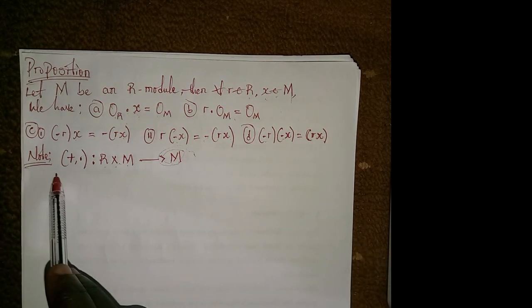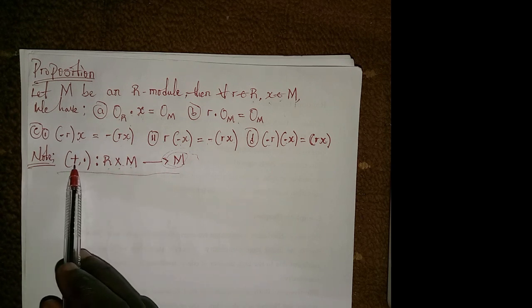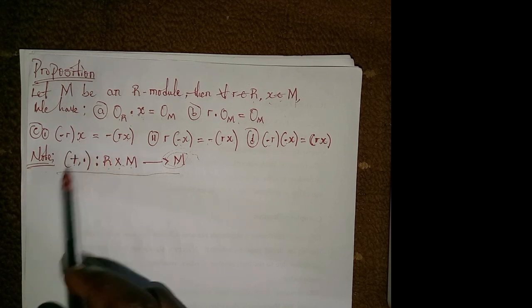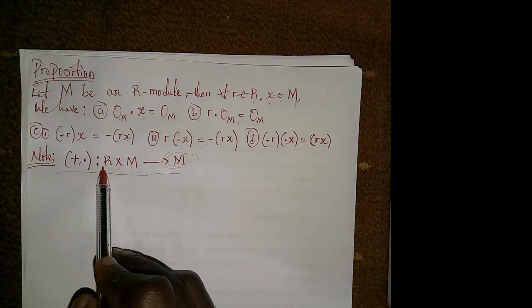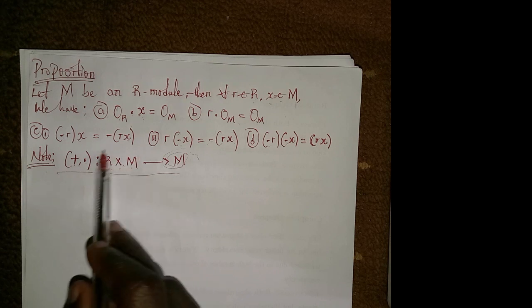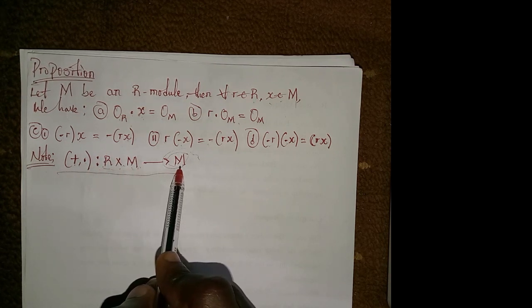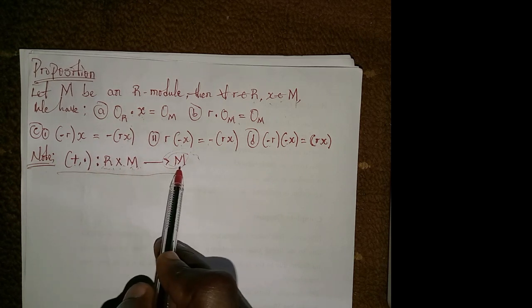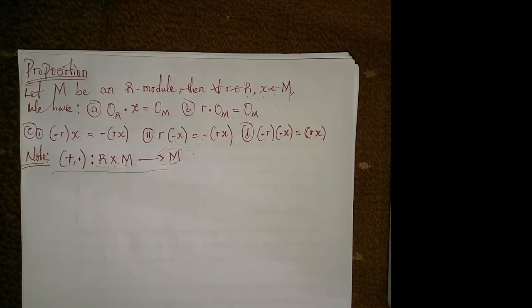Now, I also noted here that the binary operations, plus and multiplication, show us that we are dealing with a ring, since this is with respect to commutative algebra. Now, we have the Cartesian product mapping into the abelian group M. That is, the Cartesian product of the ring and the abelian group is giving us a module M. Now, we proceed with the proof.